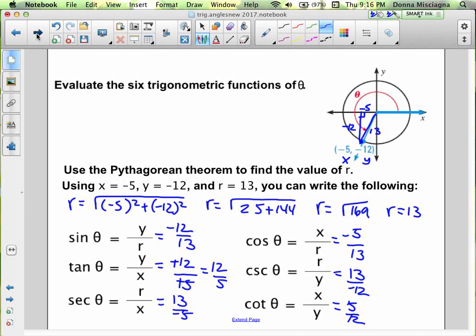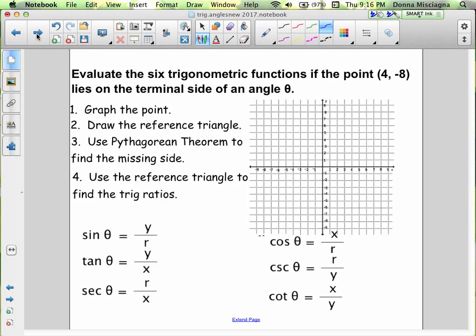And we're moving along. I think this one's in your notes. Yep. So this is what it'll normally look like when it's not graphed for us. So we graph our point, 4, -8. So 4, -8 is down here. Am I in the right spot? 1, 2, 3, 4, yeah. Let me go through the steps correctly. So 4, -8, there's our point. We're going to draw our reference triangle. So essentially, our angle is coming all the way around to this point here.